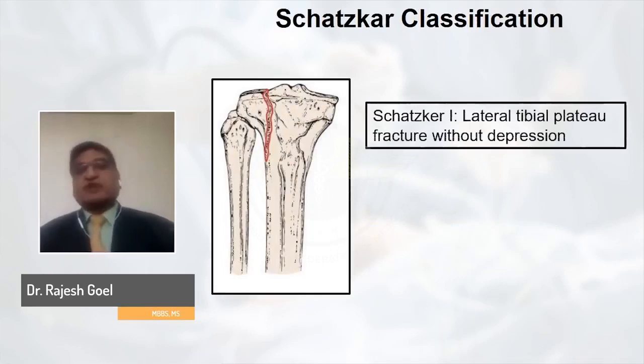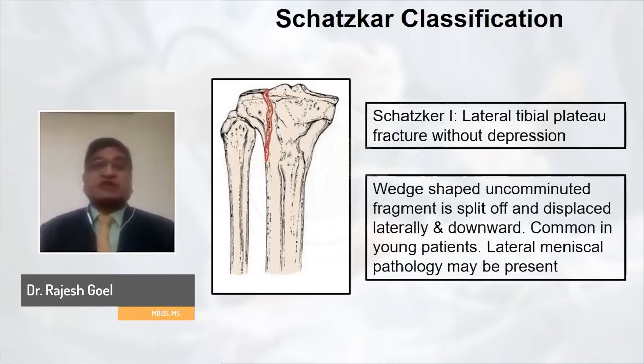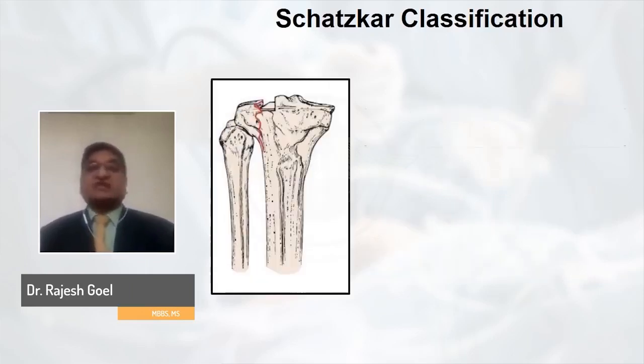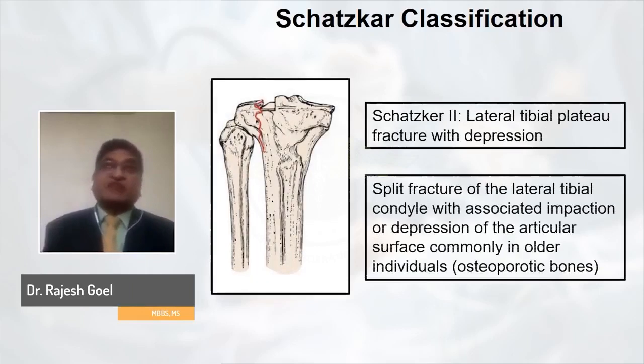Schatzker type 1 is a lateral tibial plateau fracture. In this case, there is no depression. Mind it, there is no depression. There is a wedge-shaped fragment, which is split off and displaced laterally and downward. It is very common in young patients, and mind it that lateral meniscus injury may be common in this type of fracture. Schatzker type 2, lateral tibial plateau fracture with depression.